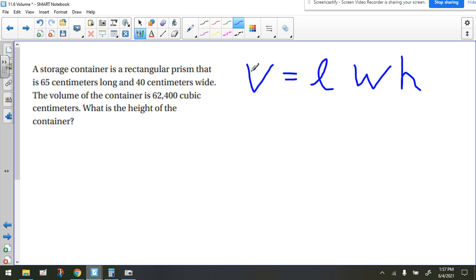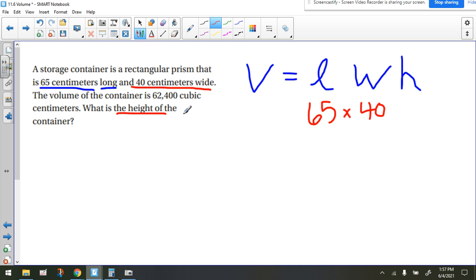We're going to use the formula volume equals length times width times height because they're talking about a rectangular prism, and we have a bunch of dimensions here. We'll substitute them in. So let's think about where the 65 centimeters goes. It's talking about the length, so let's put that number underneath the L. Then it says 40 centimeters wide, so let's put that number underneath the W.